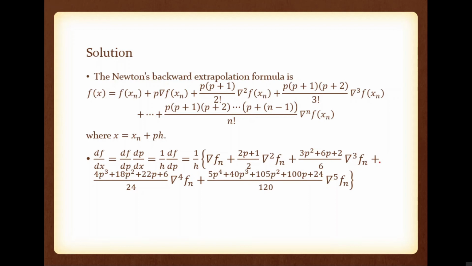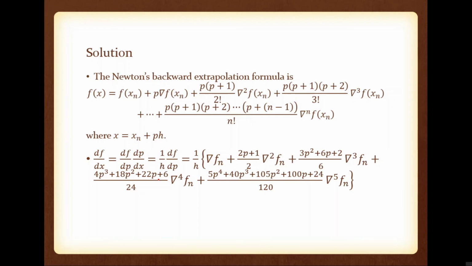So here the next term is 4p cube plus 8p square plus 22p plus 6 divided by 24 into del raised to 4 fn, plus 5p raised to 4 plus 40p cube plus 105p square plus 100p plus 24 divided by 120 into del raised to 5 fn. Please note plus etc. we have, but I am not writing that because we are considering up to this term. So please note down this equation. The equation is not derived here because you can do that easily.